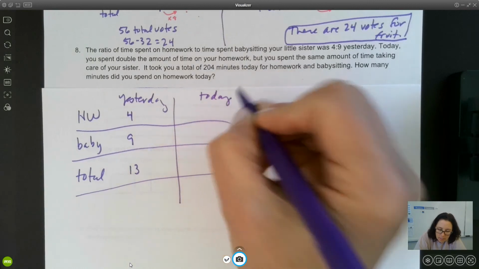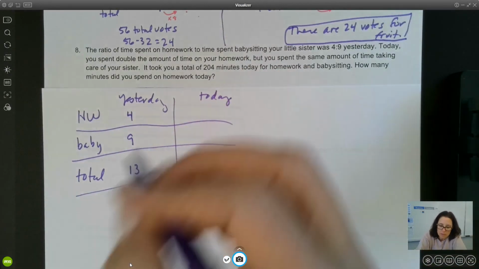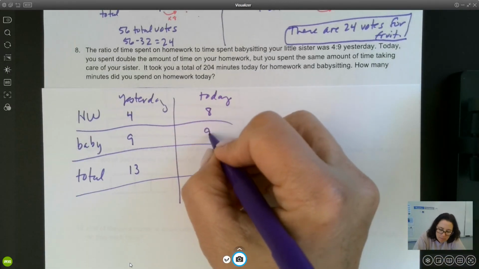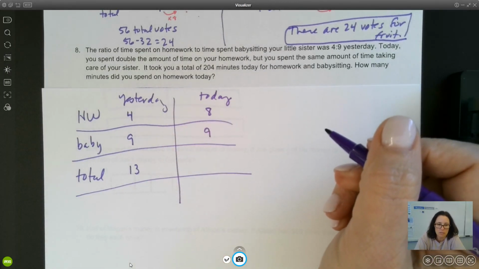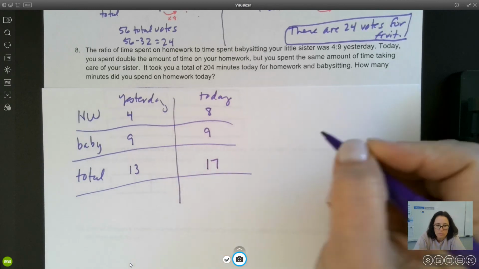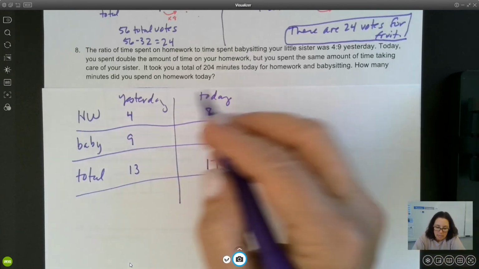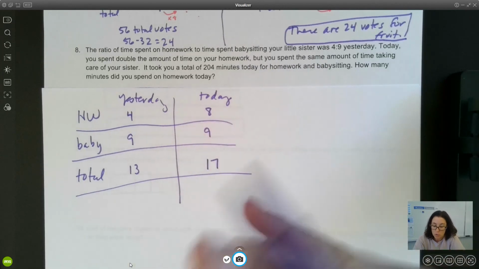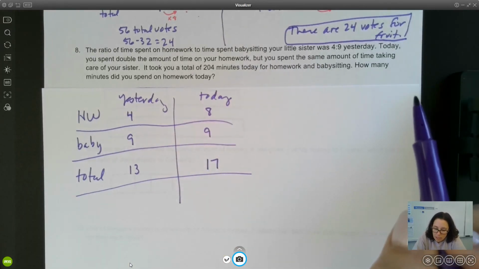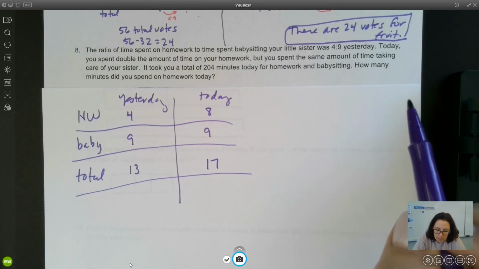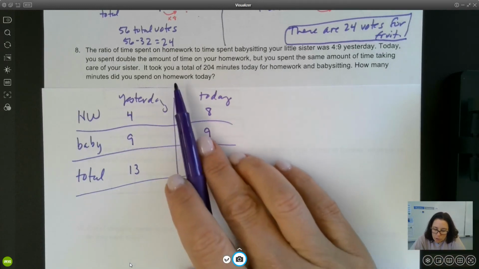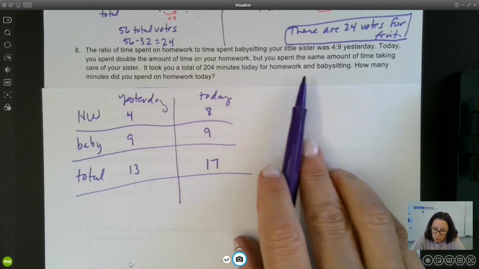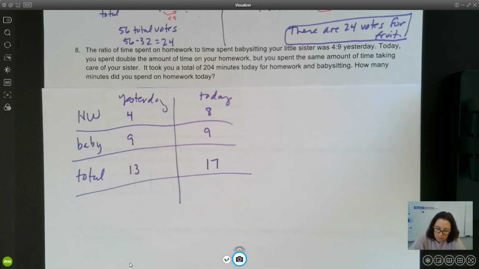Okay, now today it said double the amount of time on homework. That would be an 8, but the same amount of time on babysitting, and the total then would be 17. Okay, now we have all of our numbers all set to work the problem out. So it says if you took a total of 204 minutes today for homework and babysitting, how many minutes did you spend on homework?